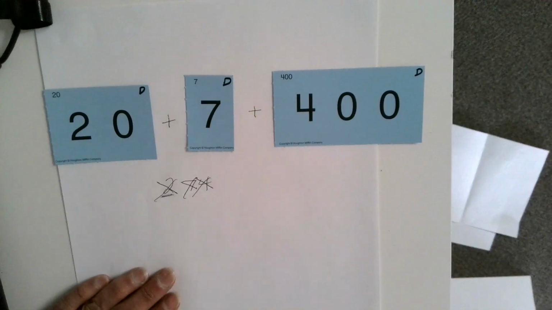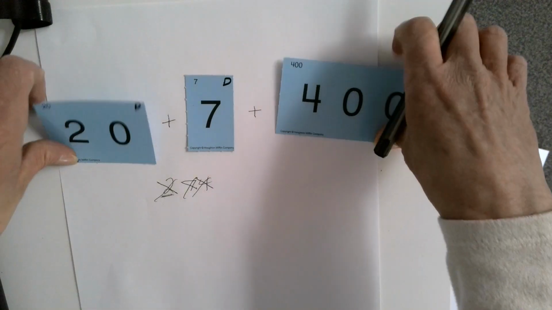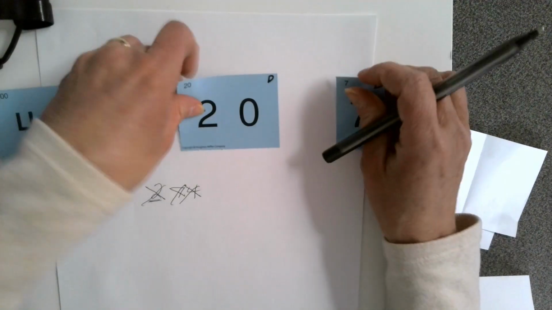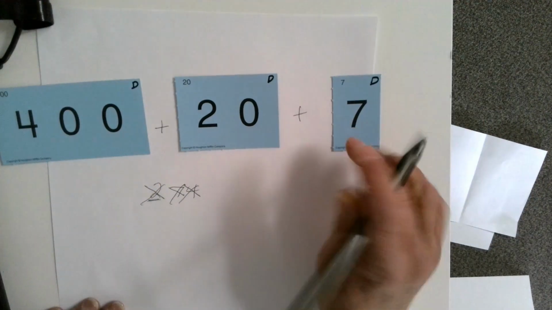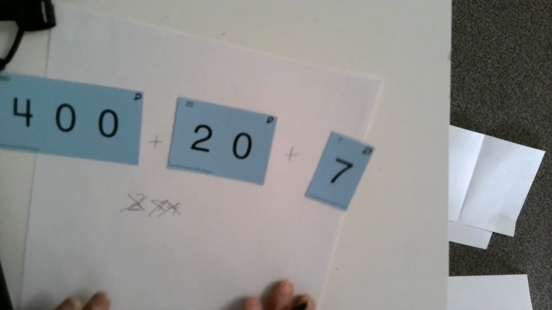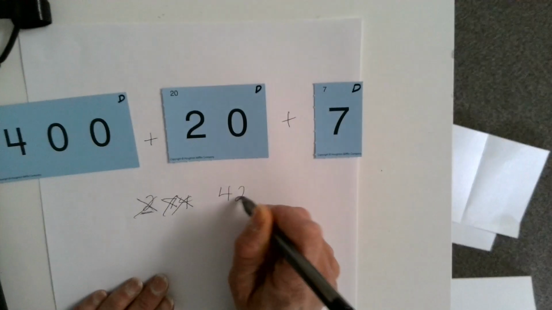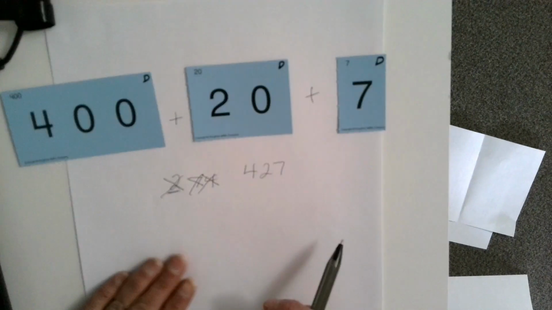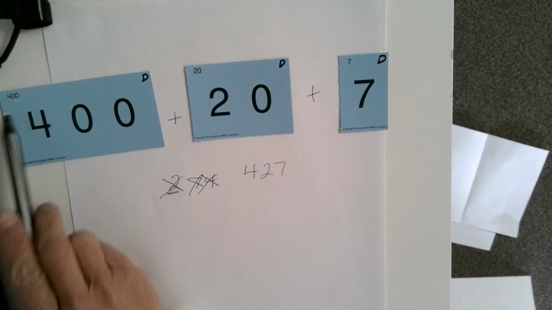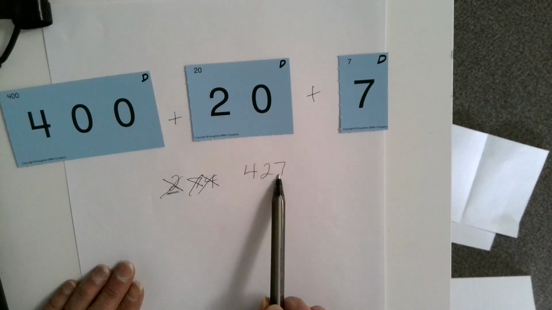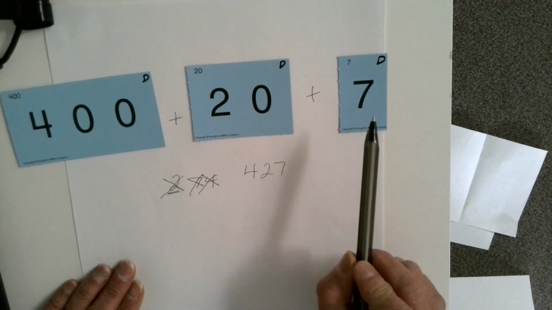So before you write the number, make sure you unscramble your digits, and then it should look right. Now I can write 427, and that makes more sense because the 4 is representing 400, the 2 is representing tens, which would be 20, and the 7 is representing ones, which would be 7.